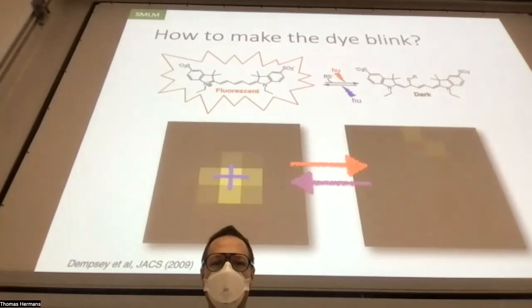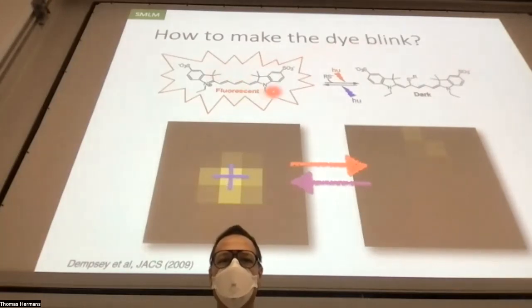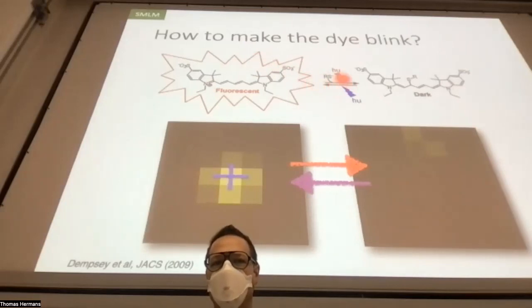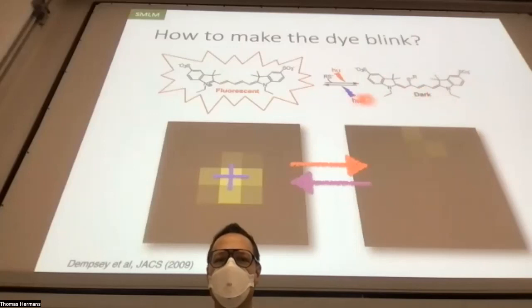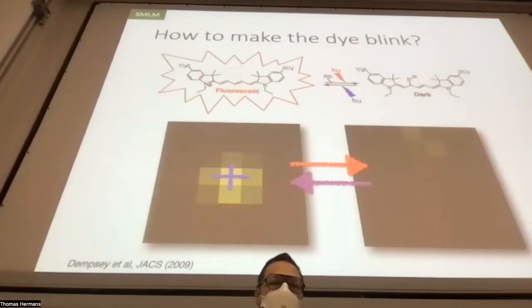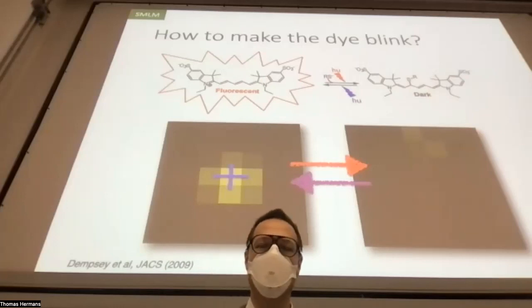So let's look at an example. I have a dye here, which is fluorescent. And I have a thiol, this R group with a deprotonated thiol, and that reacts with this double bond here, and that breaks the conjugation, and my dye is dead, right? So I don't have any fluorescence emission here. But this is reversible, so if I shine light, I can reverse this reaction, and I go back to my fluorescent molecule. So I get a dye that's blinking in time, which I need in my microscope.